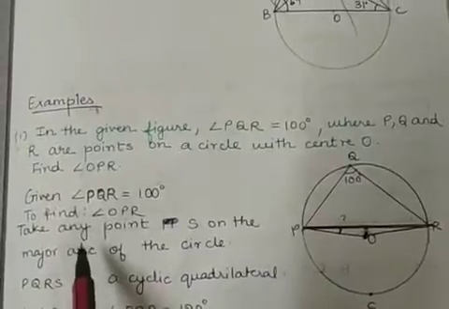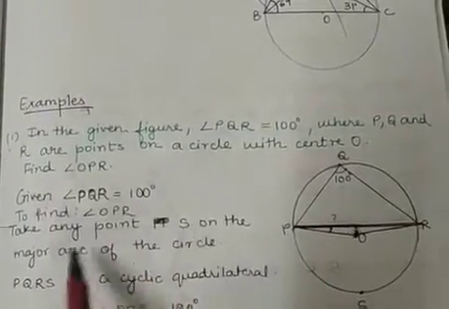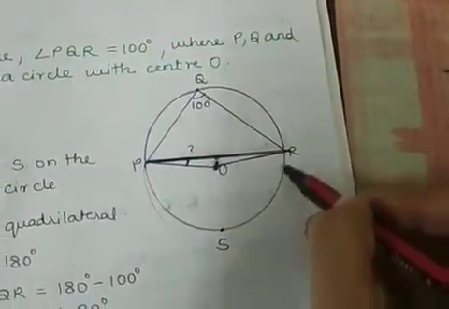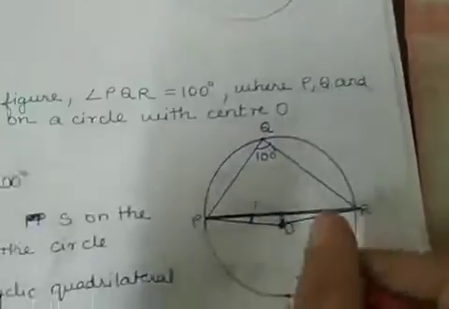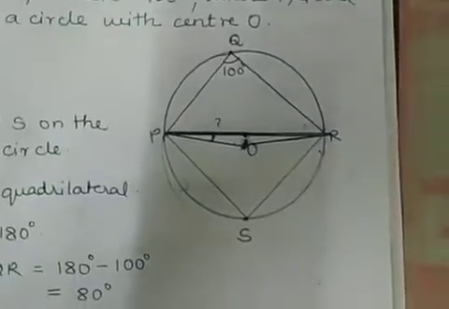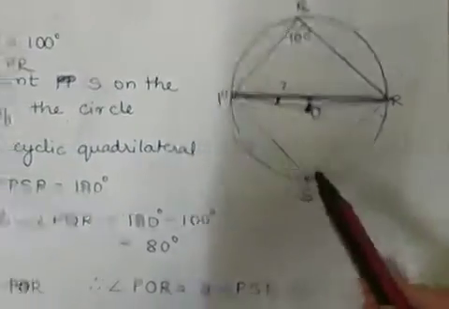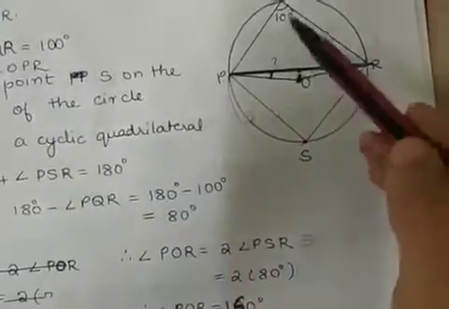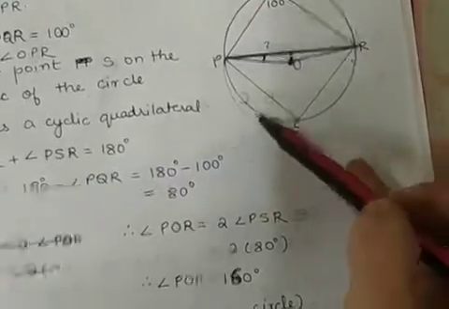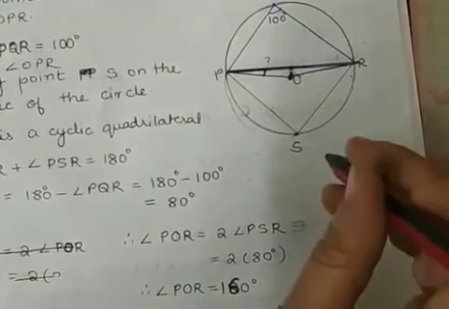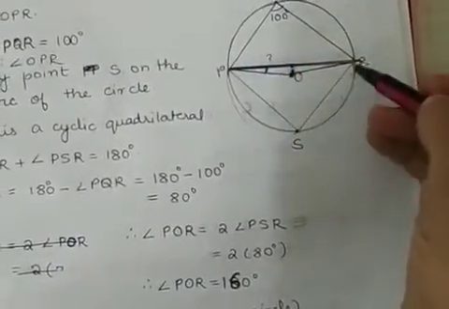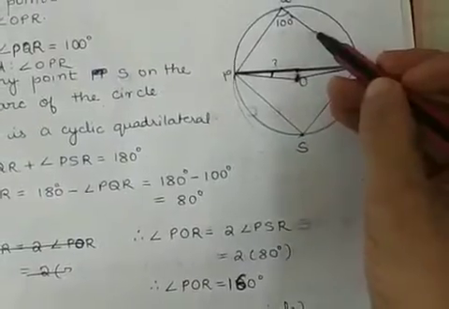Now what we will do is take any point S on the major arc of the circle. This is your minor arc, and this is your major arc of the circle. So let us take a point S on the major arc and join these two points. So we have joined PS and RS. Now you see P, Q, R, S, all the points lie on the circle. So this forms a cyclic quadrilateral, because all the four points of the quadrilateral lie on the circle.